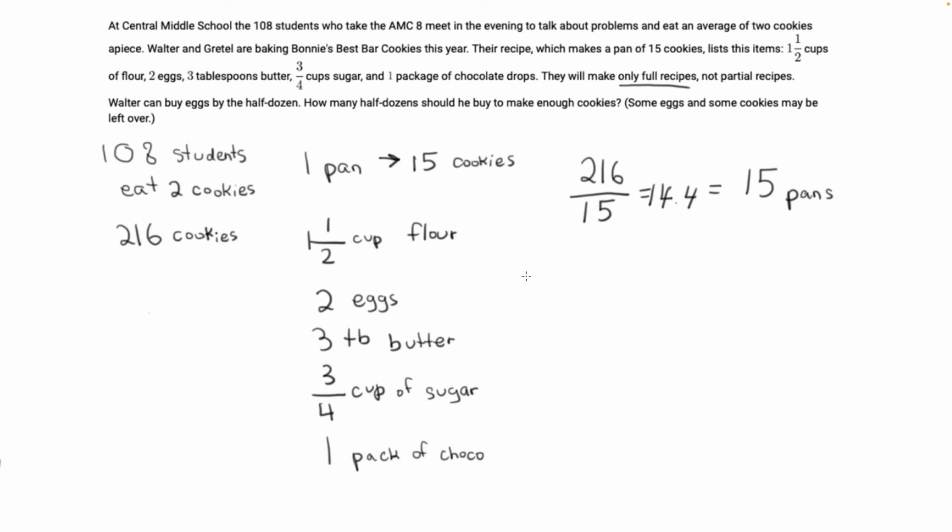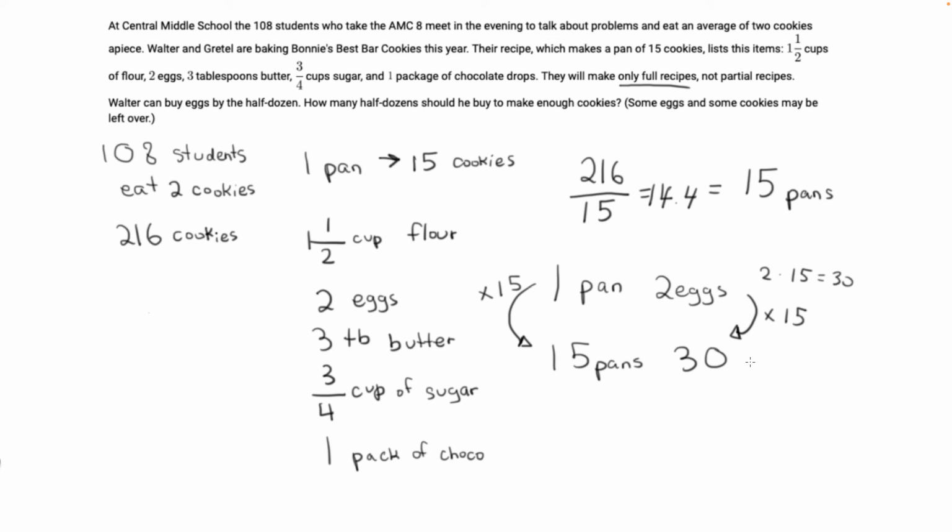And then since 1 pan needs 2 eggs, and we need 15 pans, we can multiply by 15. So 2 times 15 is 30. So for 15 pans, we need 30 eggs.